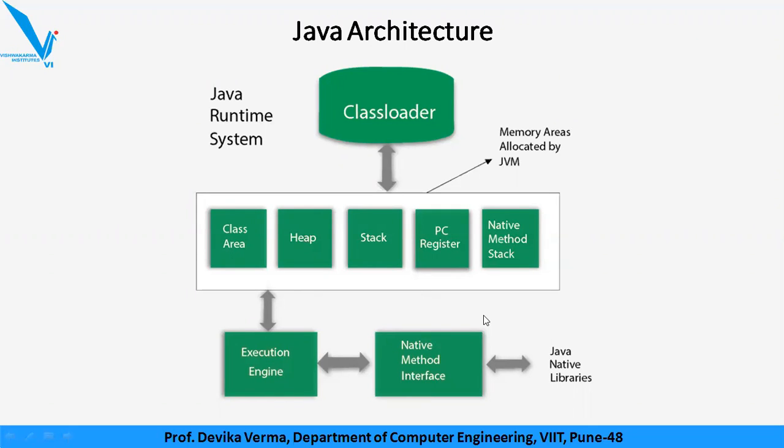Now, the PC register is a program counter register which contains the address of the Java virtual machine instruction which is currently being executed. Whatever instruction is being currently executed, that register holds its address. Then we have the native method stack, which contains all the code for the native methods used in the applications. Then we have an execution engine, in which you may have an interpreter or a compiler.